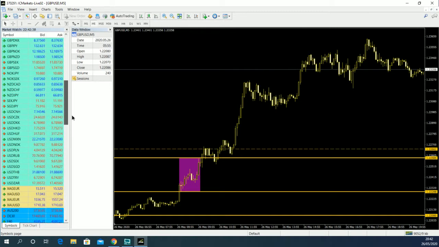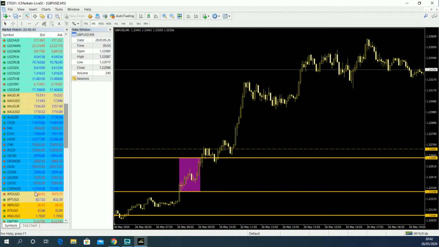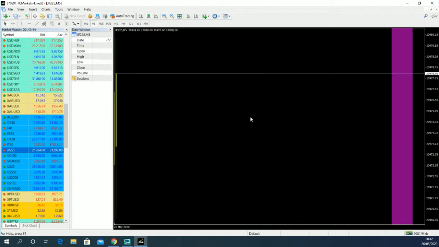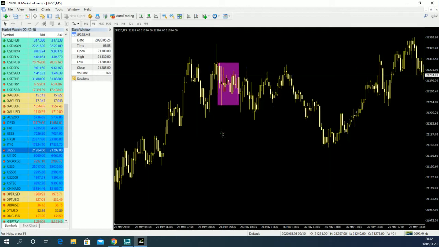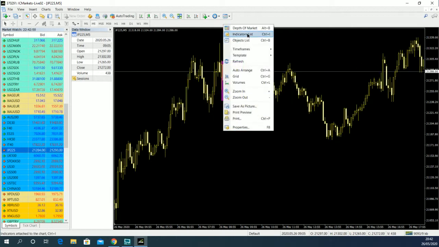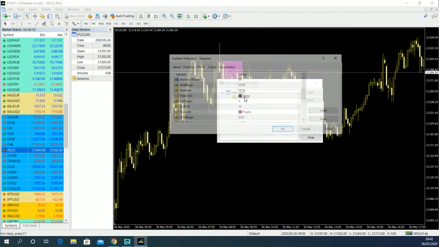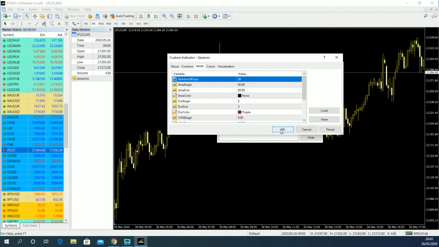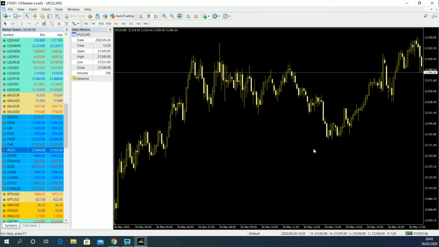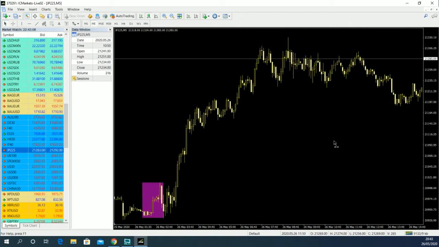Okay, Nikkei. JP225. For the Nikkei, we set the time to a different time here. Time will not be 9 to 10, the time will be 2 to 3, because we are looking at the Asian session for this Nikkei. So let's see where it comes out from.